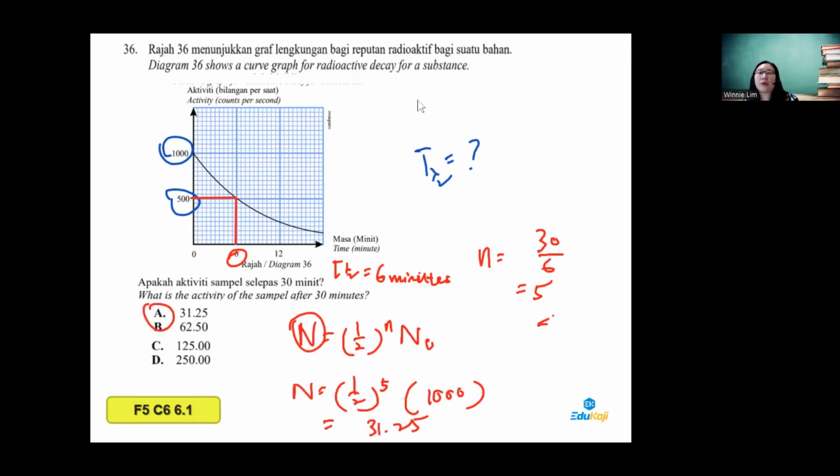Or if any of you think that the arrow way is easier, that means 1,000, you go through one time, then 500. Go through half again, 250. Go through again, 125. Go through again, 62.5. Then one more time. 1 time, 2 times, 3 times, 4 times, 5 times. So you get 31.25. Again, same idea.